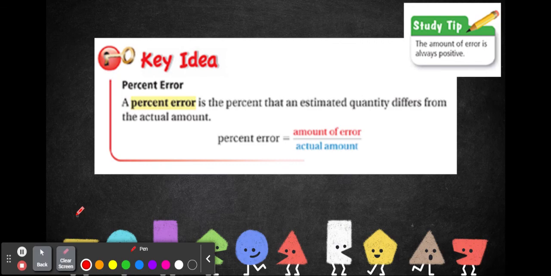There's one other concept that is typically taught alongside percent change, and that's called percent error. And a percent error is defined as the percent that an estimated quantity differs from the actual amount. This would be a very good time for you to pause the Edpuzzle and write down this formula. The percent error is equal to the amount of error over the actual amount.